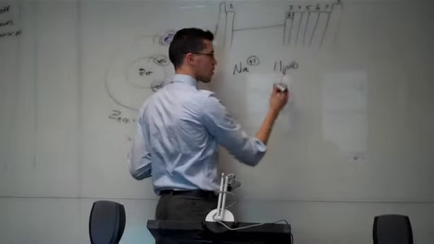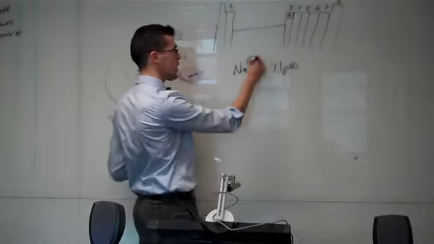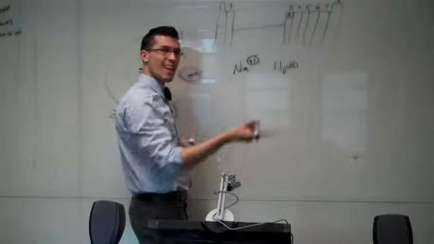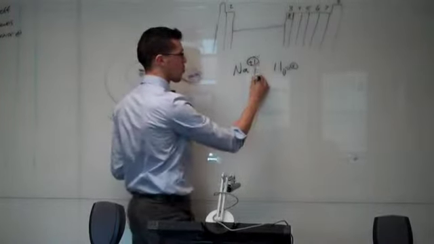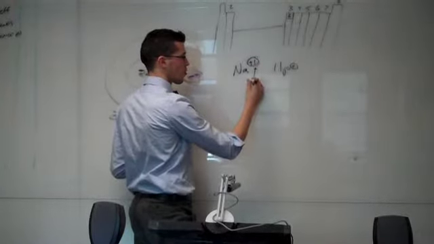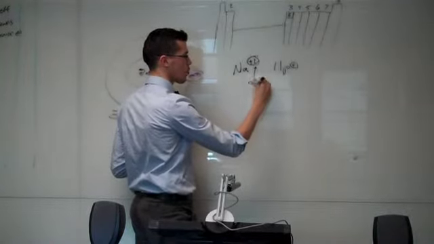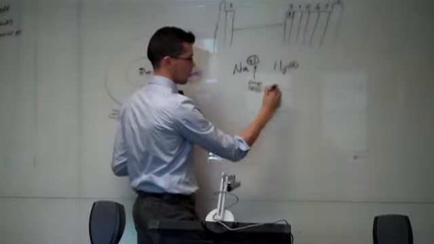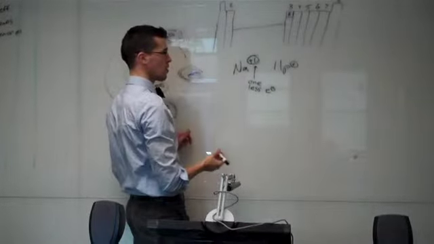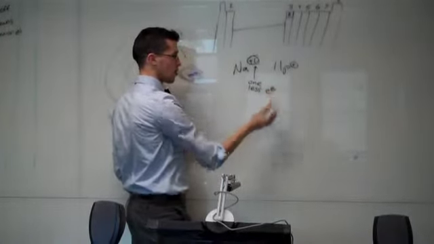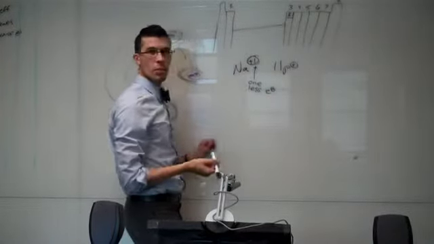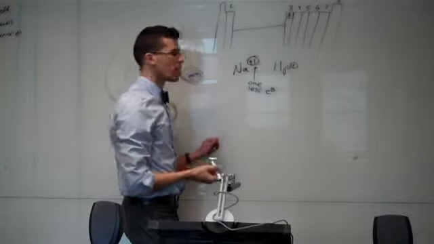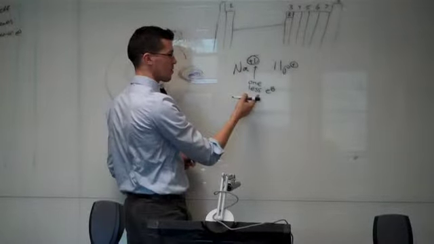Normally 11, but now since this is positively charged 1, that means there's one less electron. The protons are still the same. Why is it one less electron? Because electrons are negatively charged, so if you take one of them away, the whole atom is going to be positively charged. So this has one less electron.